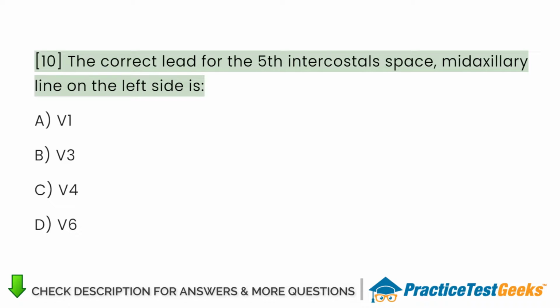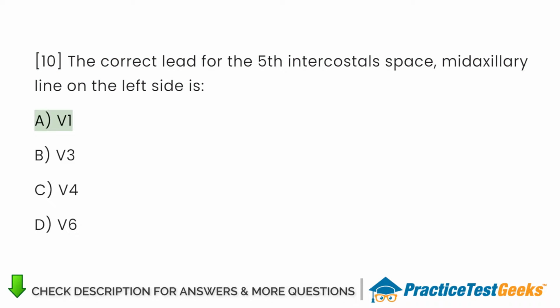The correct lead for the fifth intercostal space, midaxillary line on the left side is A. V1. B. V3. C. V4. D. V6.